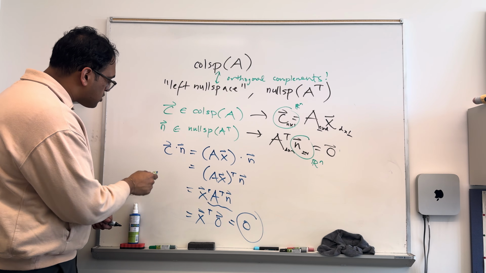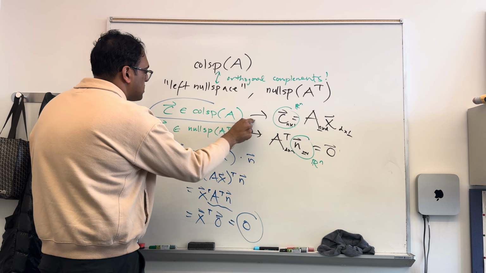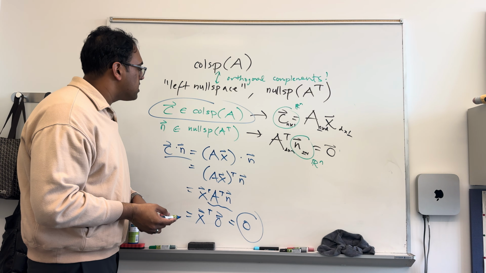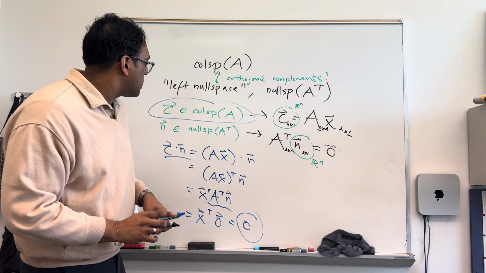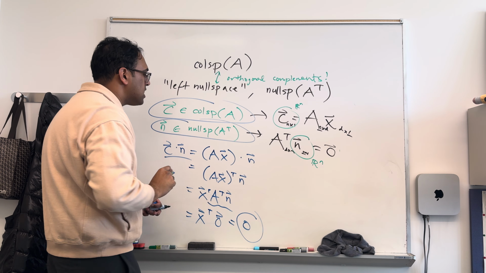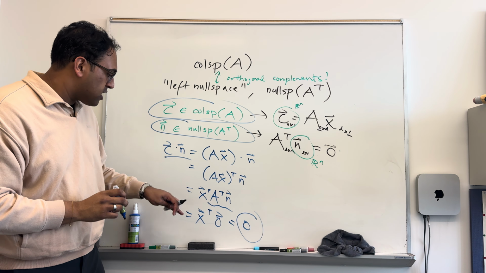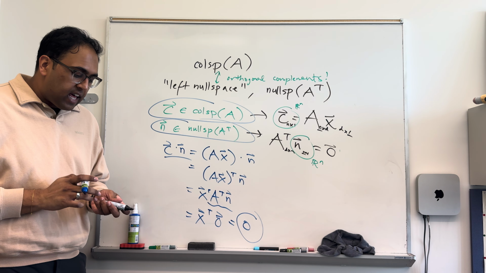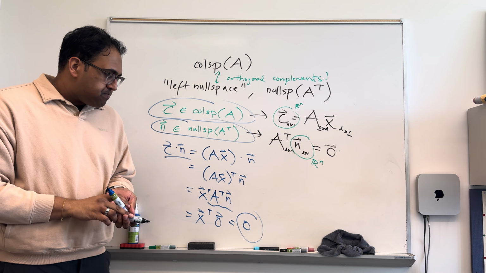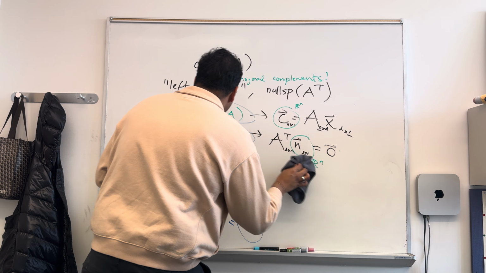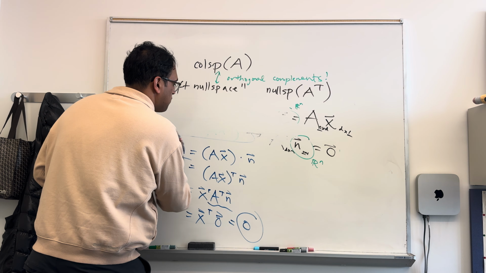Okay, so once again, all I assumed was that C was just something arbitrary in the column space. I didn't assume anything more about it than that. And that N was something in the left null space, that is the null space of A transpose. And just with those facts, I can show that C and N must be orthogonal. And so, to conclude, what have we really shown in this video?